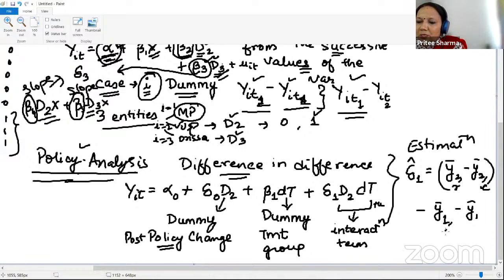This is for some time r, sorry, c. This is a comma here. I don't want to take this to another page, that is why I'm writing it here. Is this clear? So this is known as the difference in difference estimator, and this difference in difference estimation can be used for policy analysis.